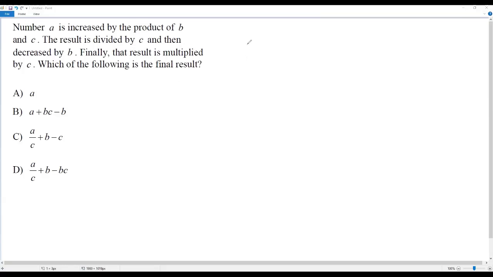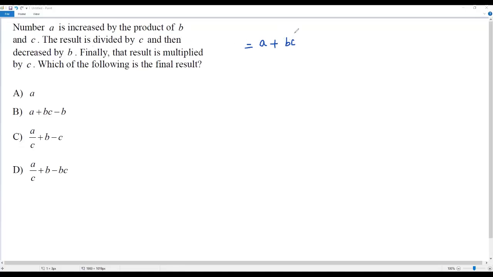So first, we have to increase A by the product of B and C. How can we write the product of B and C? We have to write B times C. Otherwise, we can write B and C together. Whenever I write two letters together, we have to understand those two quantities are multiplied. Here I've written B and C together, so B and C are multiplied. So this is the product of B and C. Since we add this BC to A, A is increased by the product of BC. I have completed the first step.